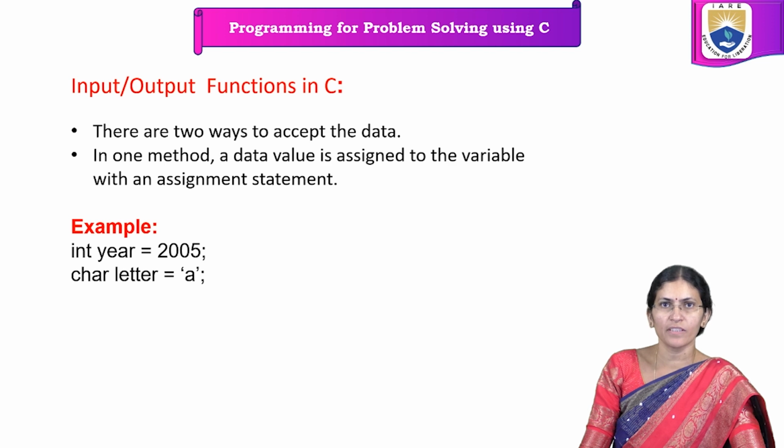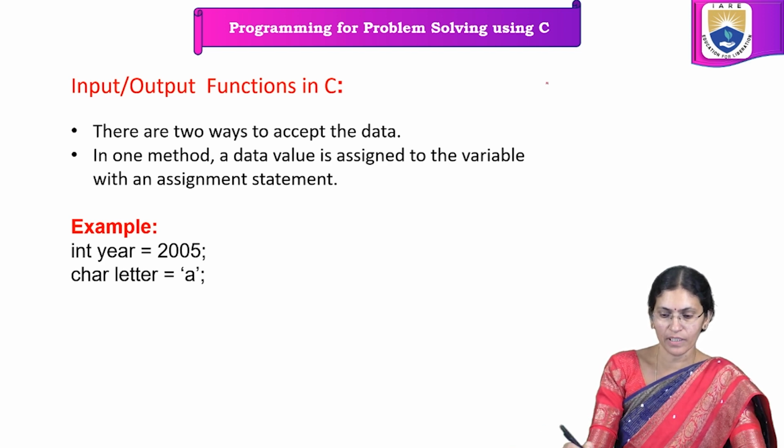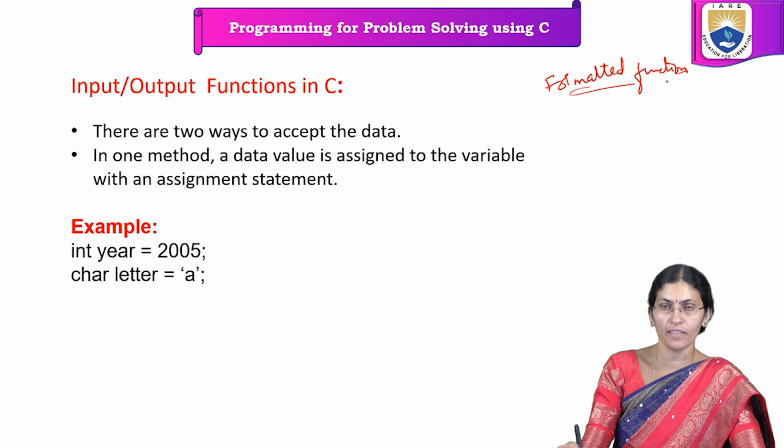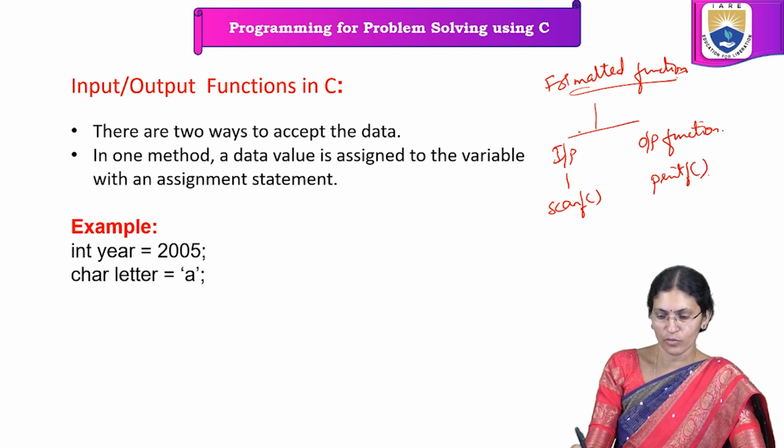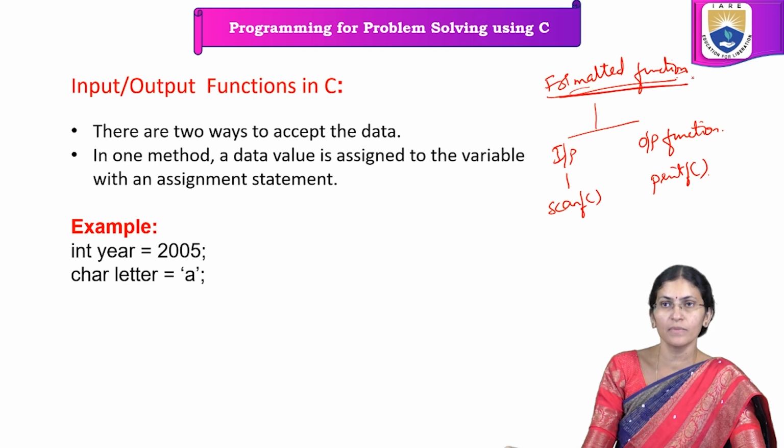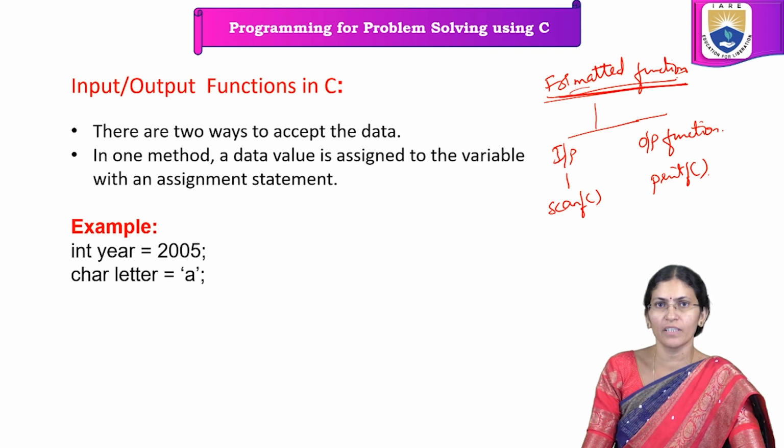Coming to input-output functions in C, in the previous video lecture titled Input-Output Functions in C Part 1, we discussed formatted functions. In formatted functions we have two types, input functions and output functions. In the category of input functions, we have seen the scanf function, and in the category of output functions, we have seen the printf function. They are called formatted functions because we can format the output in a structured way as per the requirement of the user.